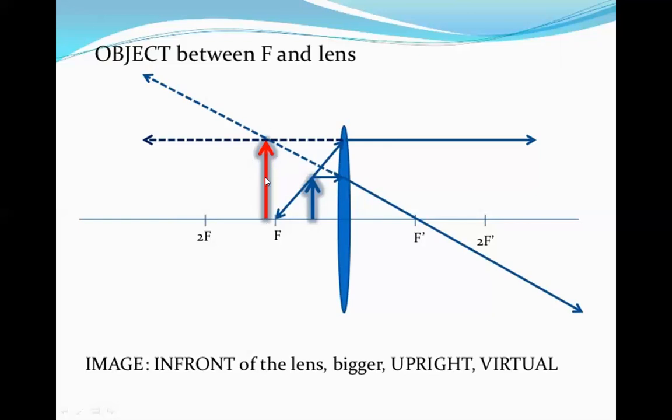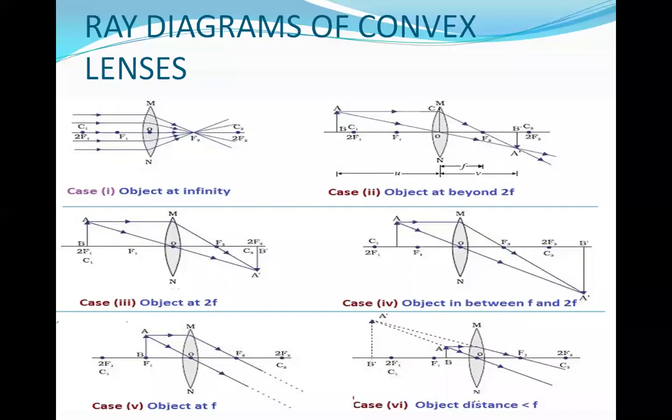So this type of image is known as virtual, and virtual is always upright or erect. And you can see the object is of smaller size, but the image is of larger size. So what are the characteristics of the image here? Number one, the image is formed in front of the lens. The image is magnified or bigger, upright and virtual.